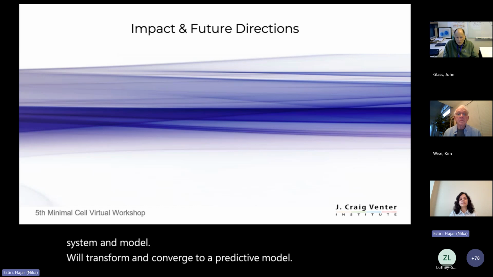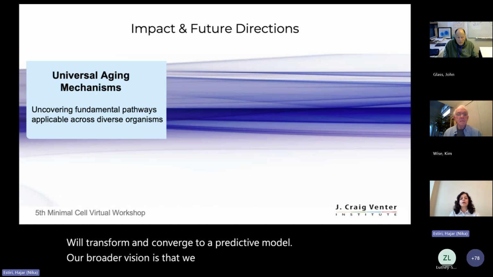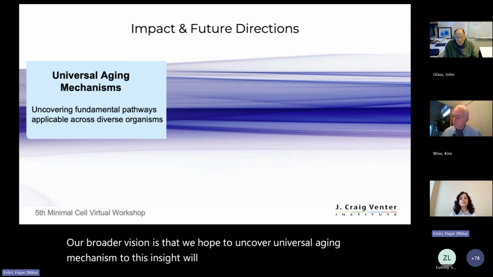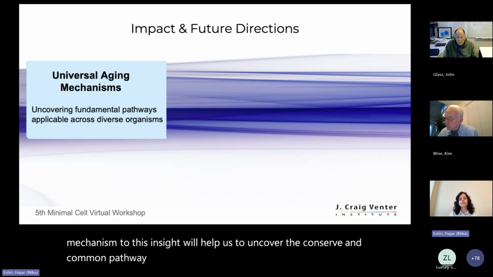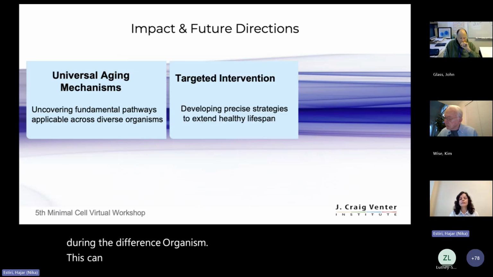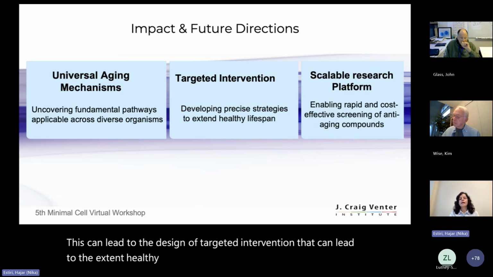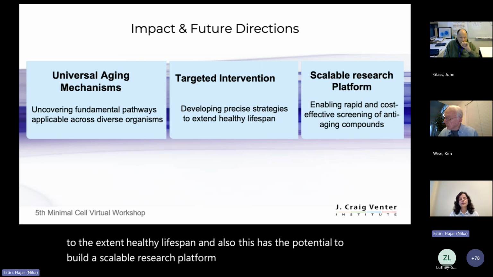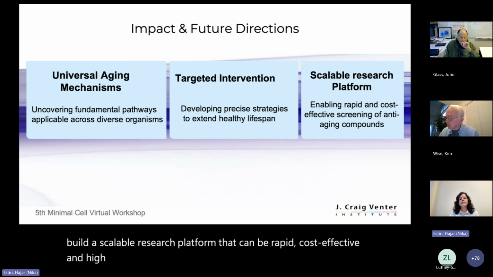Our broader vision is that we hope to uncover universal aging mechanisms. This insight will help us uncover the common pathways that are conserved during evolution across different organisms. This can lead to the design of targeted interventions that extend healthy lifespan. It also has the potential to build a scalable research platform that is rapid, cost-effective, and high throughput, allowing screening of anti-aging compounds.